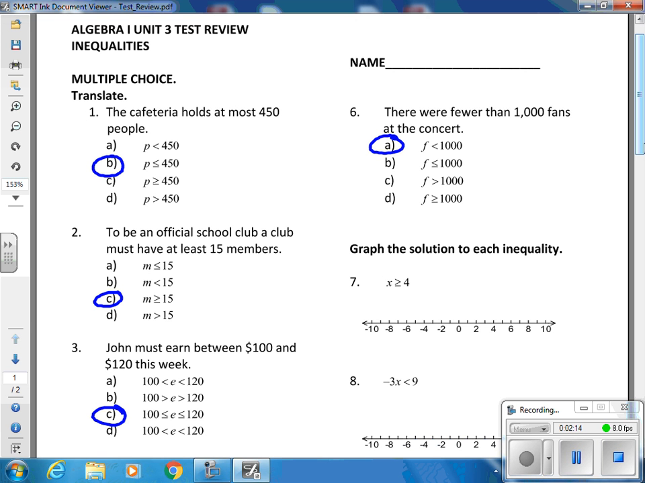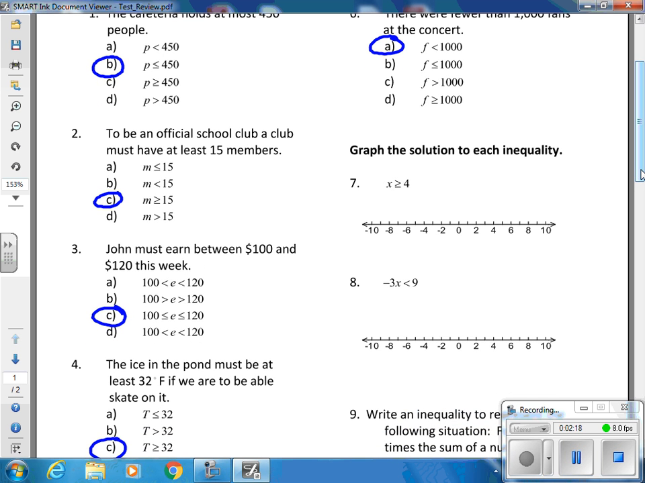For 7 and 8, you're asked to graph each inequality. You may have to solve it first before you can graph it. Remember, the trick to graphing is to make the variable be on the left-hand side so that you can just follow the direction of the arrow, and it's a lot easier to work that way. So for number 7, the X is on the left, so you find positive 4, and because it's greater than or equal to, because it's got an equal piece, you're going to put a closed circle on 4, and greater than or equal to means all the numbers bigger than 4.